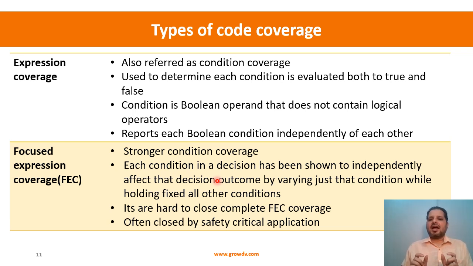Because if A and B both are 1, and I do A or B, then there is no way we can figure out whether C has become true because of only A or because of only B, right? So in the focused expression coverage, it will make sure that the final condition has evaluated because of each individual expression, right? So it's a stronger condition coverage, and each condition in a decision has been shown to independently affect the decision outcome by varying just that condition while holding fixed all other conditions, right? So that's what the focused expression coverage will do.